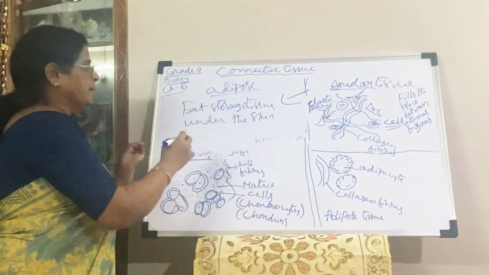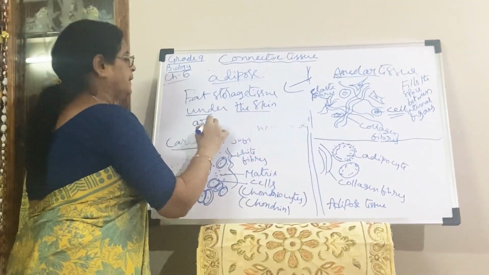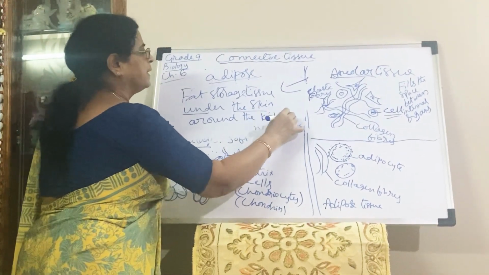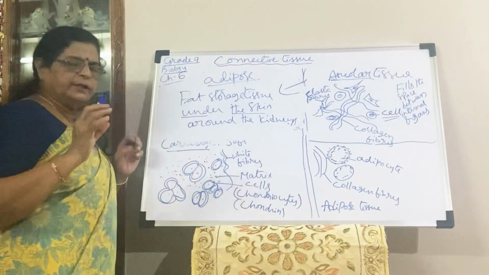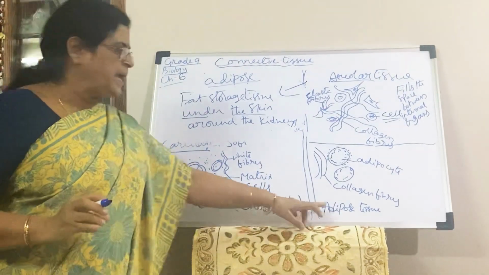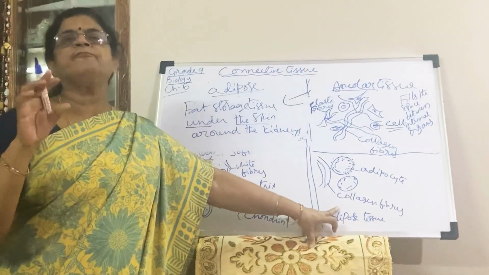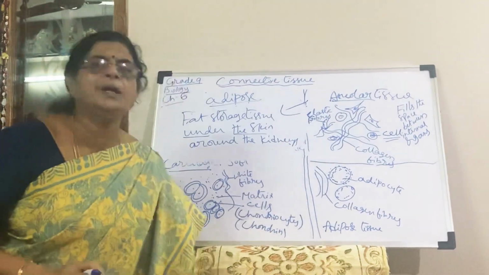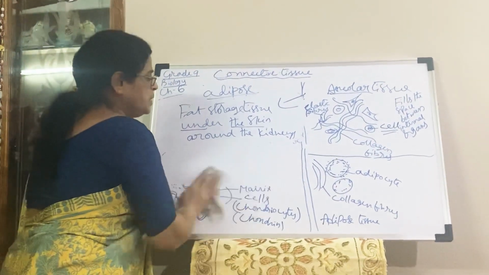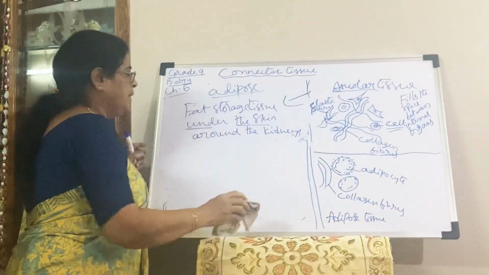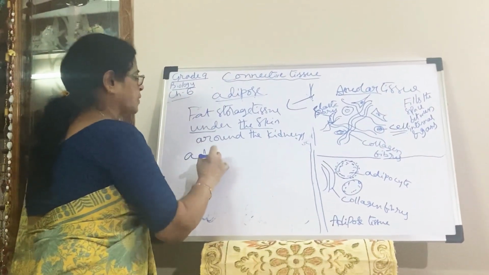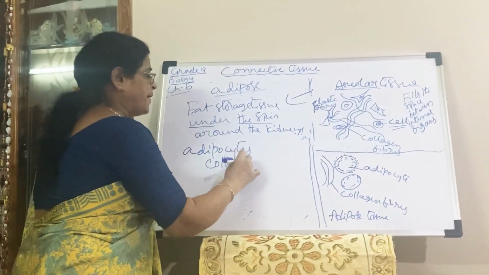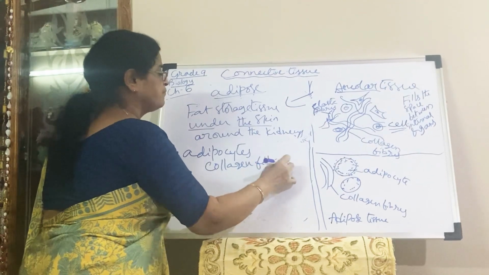These cells are present under the skin, around the kidneys, and around some internal organs. The main function is storage of fat globules. Adipose tissue has cells called adipocytes, and also collagen fibers.